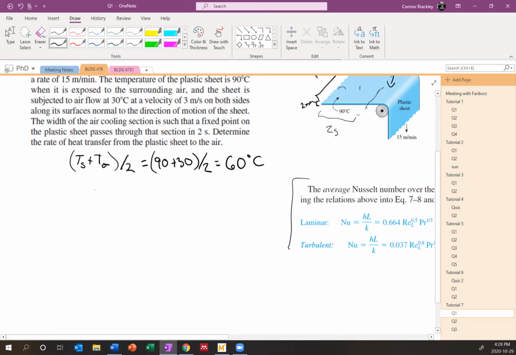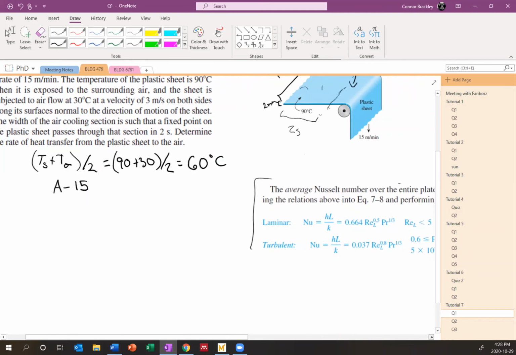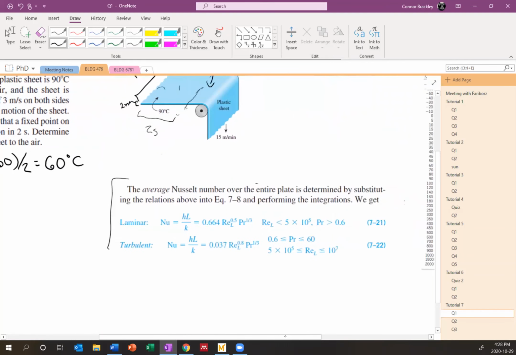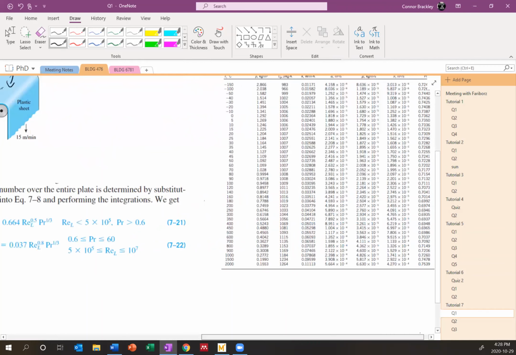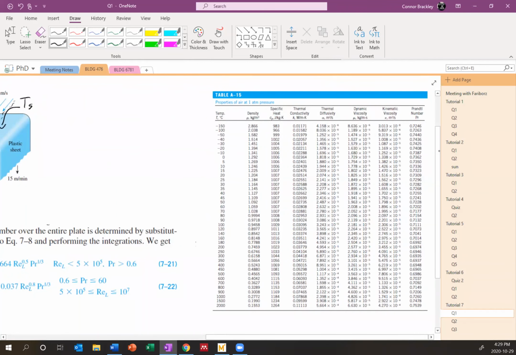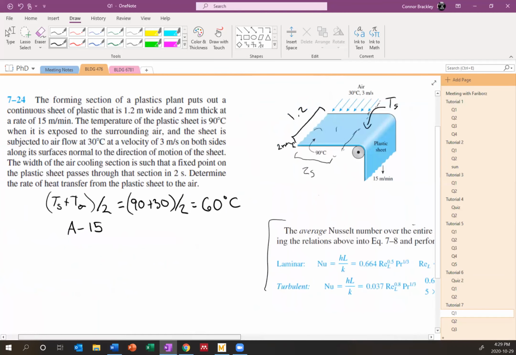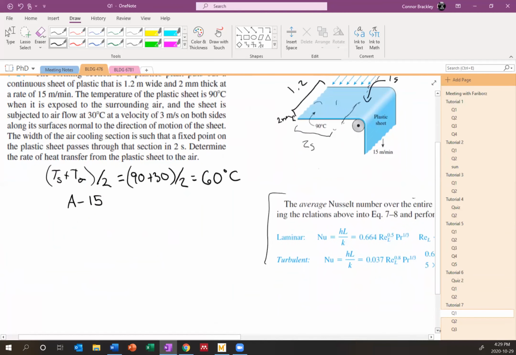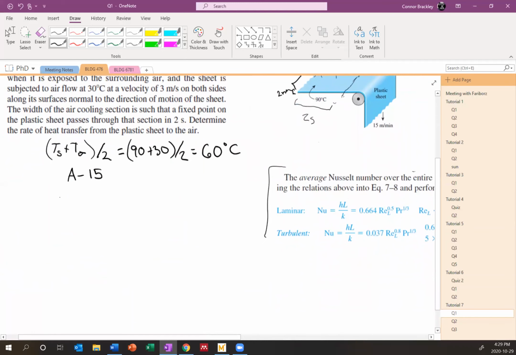And then we're going to go to table A15. This is in your textbook, and I won't read everything off the table, but I'll give you an idea of what it looks like. It's in the back, and it has all this information on it: density, specific heat, thermal conductivity, diffusivity, and Prandtl number is on there as well. So we can get all the information we need off of there to get started.